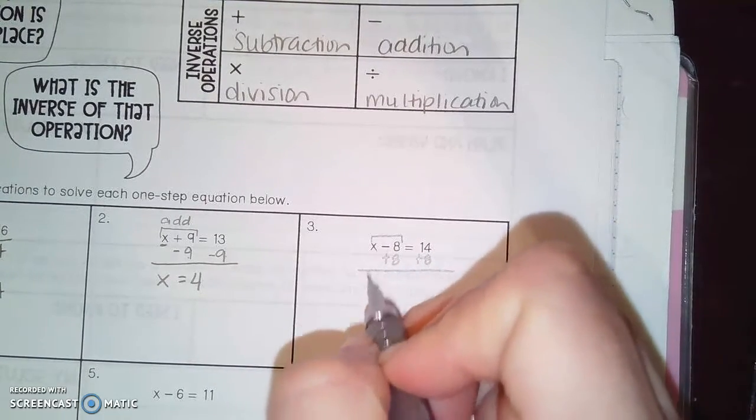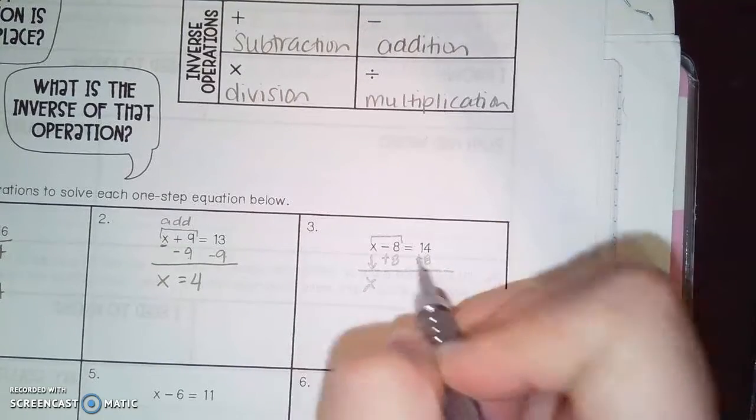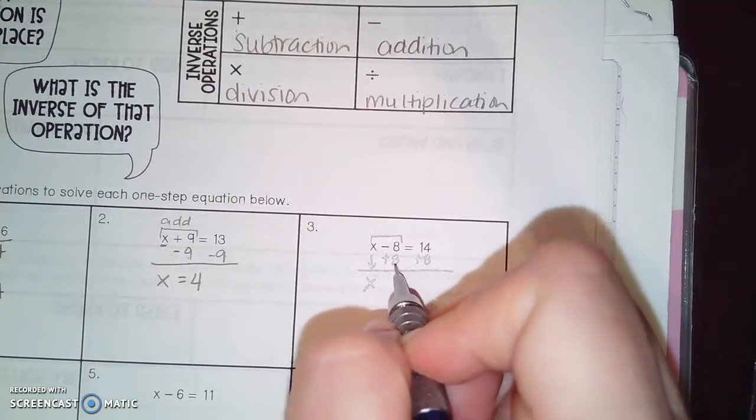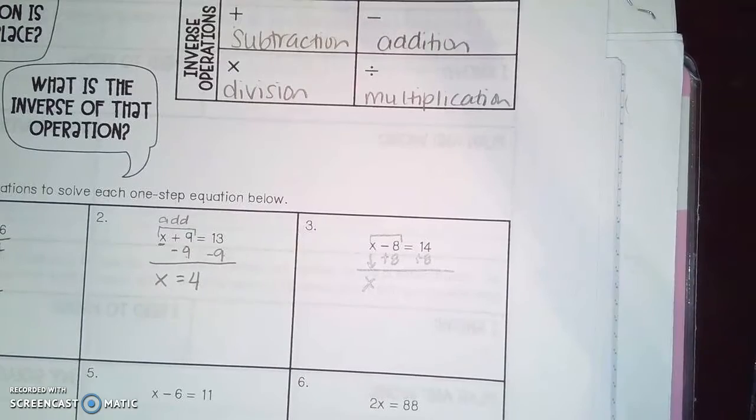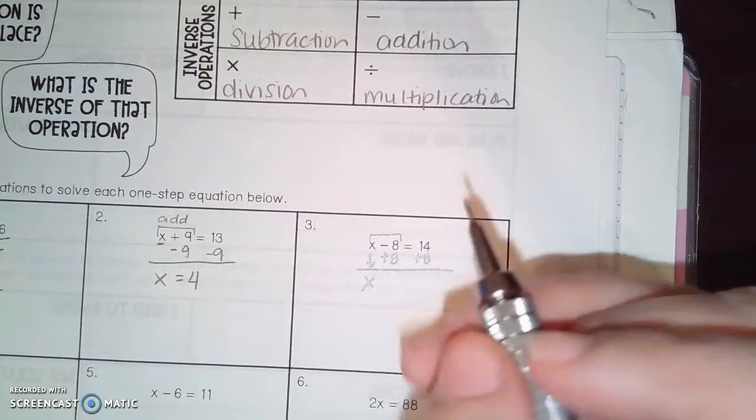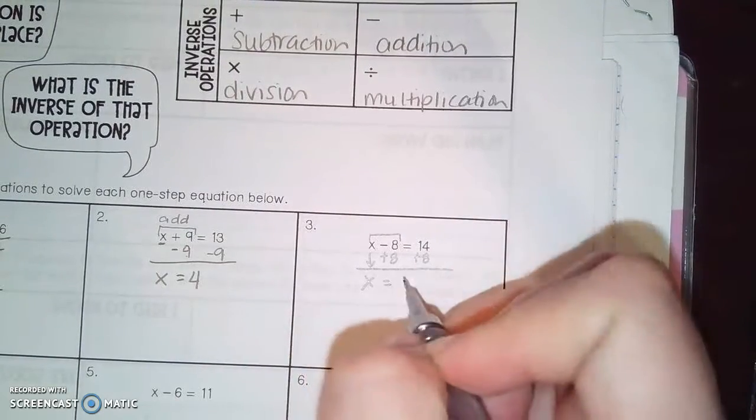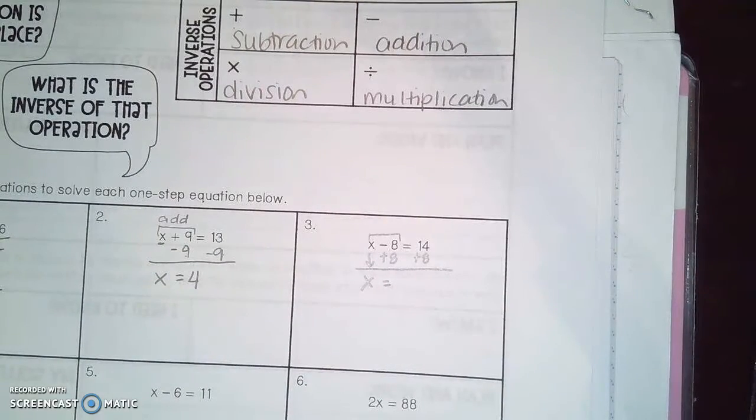Now I have x, I'm going to bring my x down, and then a negative 8 plus 8 is 0. So as long as we recognize that that negative 8 plus 8 is 0, and then we have 14 plus 8, and 14 plus 8 is going to give me 22.